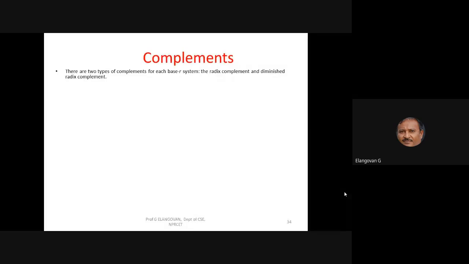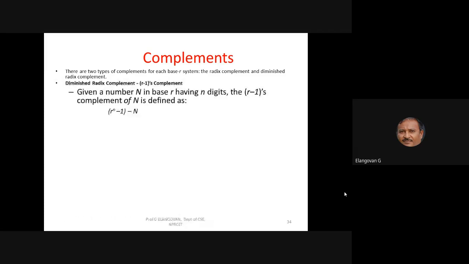Similarly, if you come to binary values, the base is 2. So the radix complement is the 2's complement. The diminished radix complement is 2 minus 1, so 1's complement. So if you are taking complements for binary numbers, there are 2's complement and 1's complement. That is what is explained in this.